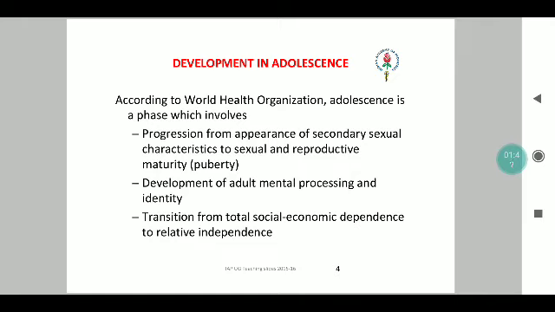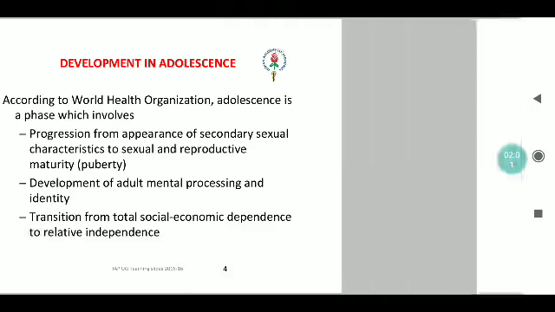Now, the WHO further goes on to describe adolescence as a phase in which there is progression from the appearance of secondary sexual characters to reproductive maturity, the development of an adult mental processing and identity, as well as a transition from total socioeconomic dependence to a relatively independent state.